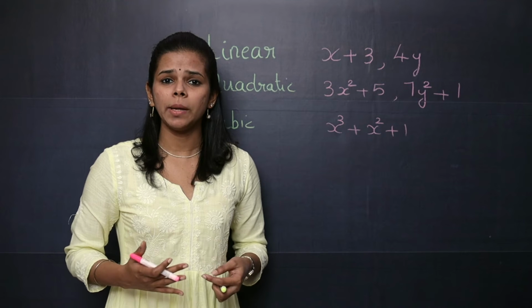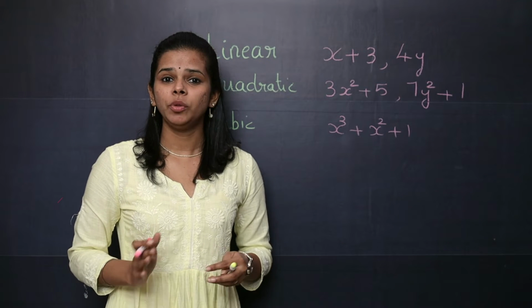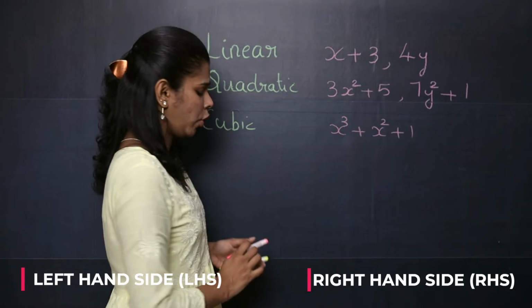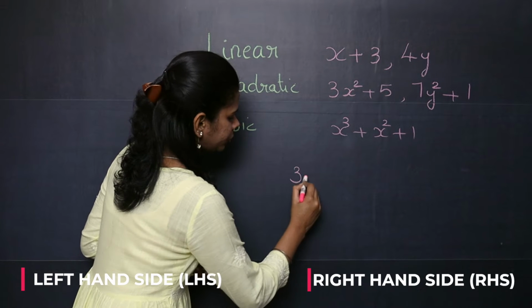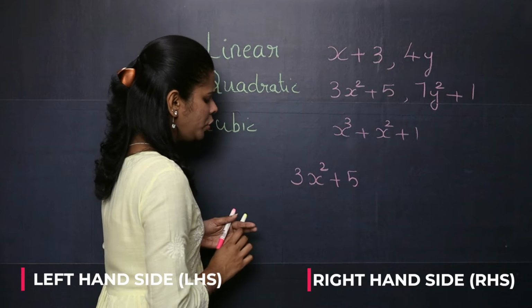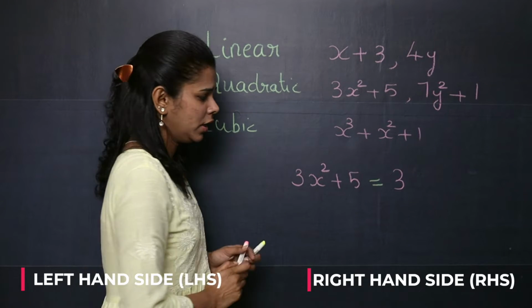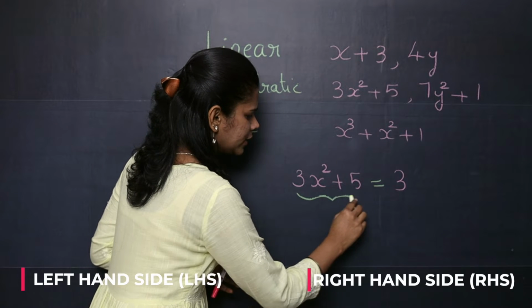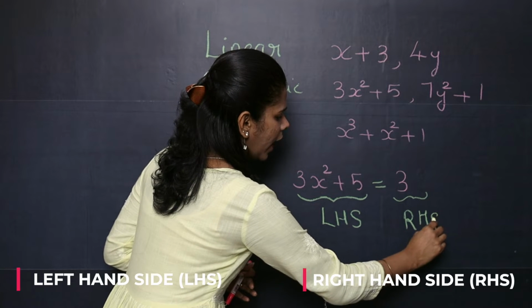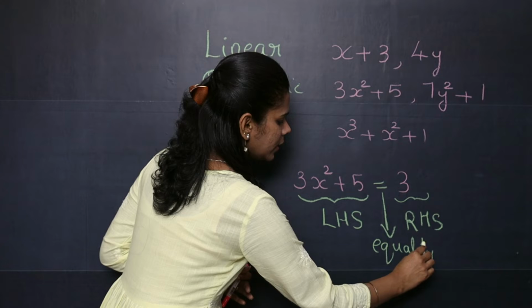But how does a quadratic polynomial become a quadratic equation? See, in an equation you have two sides, that is a left hand side and a right hand side. If you take a quadratic polynomial, 3x square plus 5, this is just an expression. But if you write equal to 3, suppose this is an example, here you have one side called the left hand side and this side is the right hand side and this is the equality sign. So now this becomes an equation.